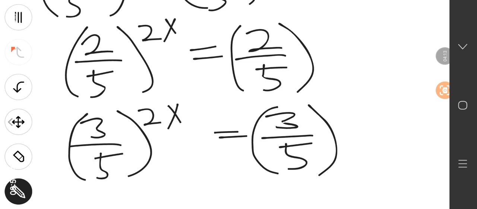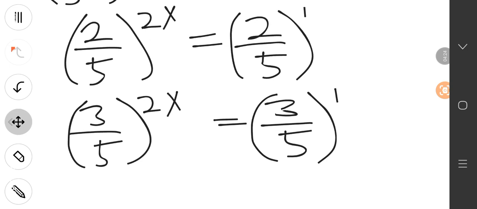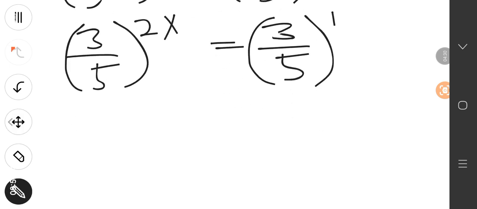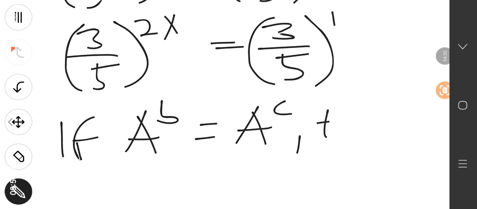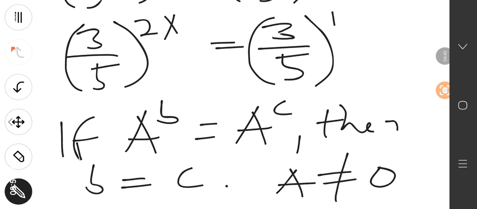Now, any number there has a power of 1. So this fraction has a power of 1, and this fraction also has a power of 1. All right, now let's apply the one-to-one property of exponential functions. It says that if a exponent b equals a exponent c, then b is equal to c. Note, a is not 0, so we don't have 0 exponent 0. It doesn't work in this situation.